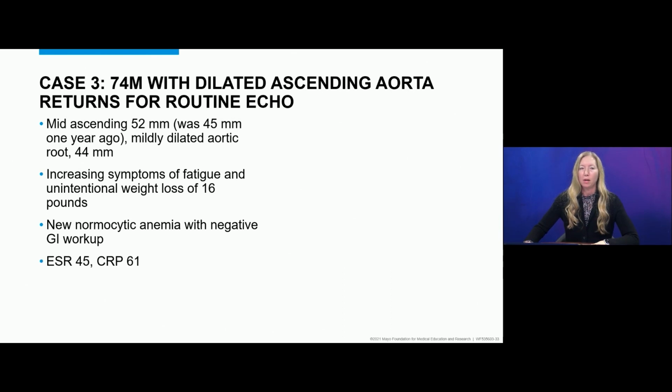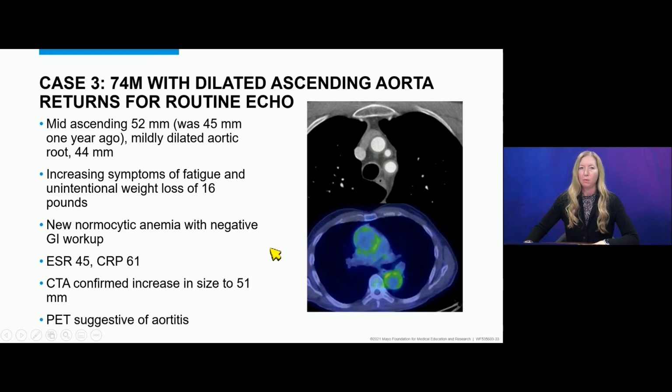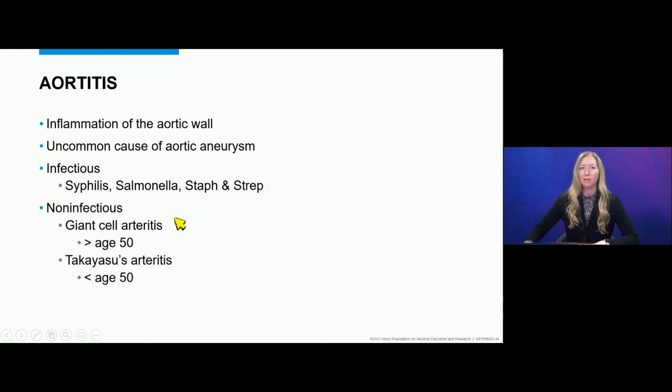So we performed inflammatory markers, which were markedly elevated, and performed a CTA, which confirmed the increase in the size of the aorta up to 51 millimeters, but also showed this increased wall thickness surrounding the great vessels, suspicious for vasculitis. And then we proceeded with a PET scan, which showed diffuse uptake suggestive of aortitis. So aortitis is an inflammatory disorder of the aortic wall, and it's an uncommon cause of aortic aneurysm. Infectious aortitis is very uncommon, and what we typically see is non-infectious aortitis. So in a patient over the age of 50, it is almost always giant cell arteritis.